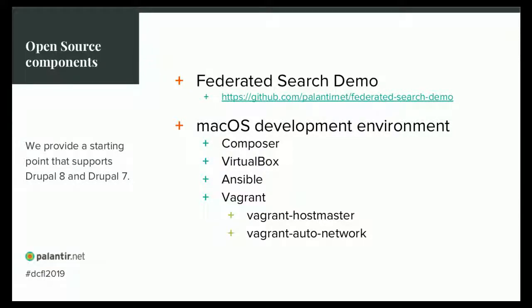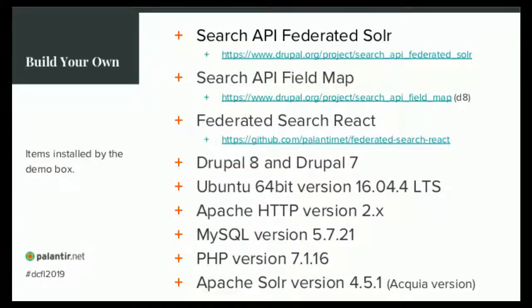But if you download this, and if you have these things installed, you can run a couple of commands, and the demo that I just showed you, you can have up and running locally. This will pre-install Drupal 7 and Drupal 8 and dummy content into both sites. It also comes with the following things. Search API Federated Solr, which is the main module. Search API Field Map, which is the piece that uses the tokens.